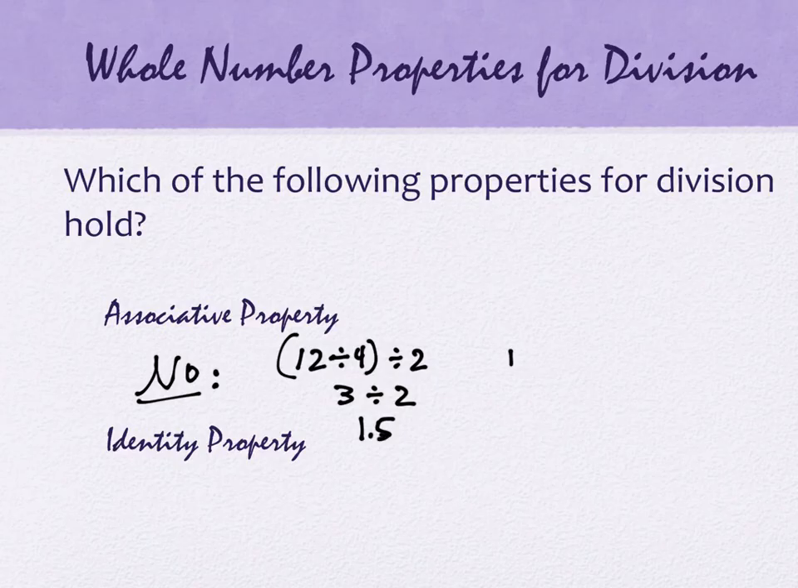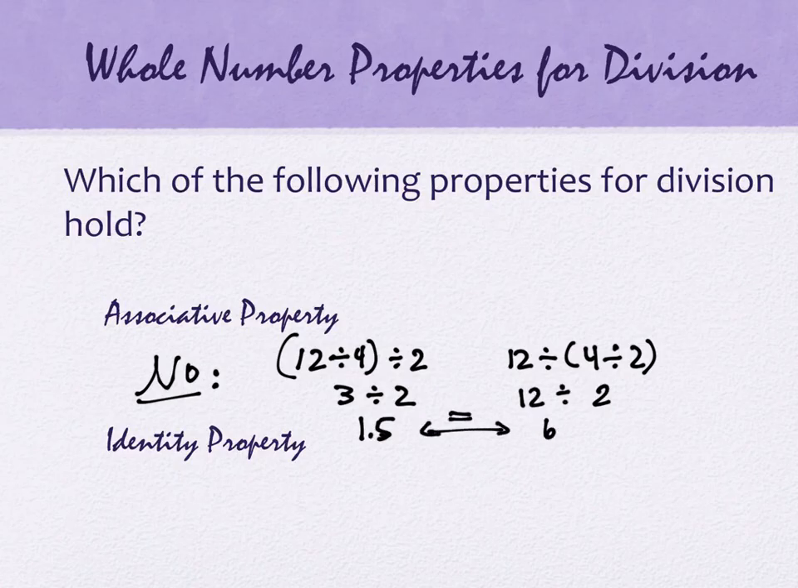And so let's try this other order. So if I do 12 divided by 4 divided by 2, well, what's 4 divided by 2? 2. And what's 12 divided by 2? 6. And these two things are not equal. So this fails.